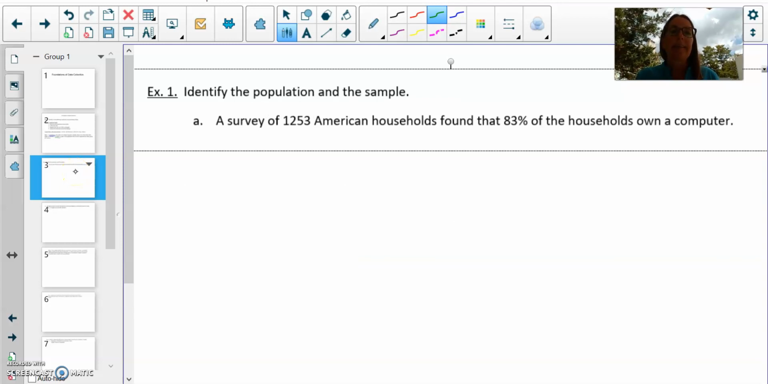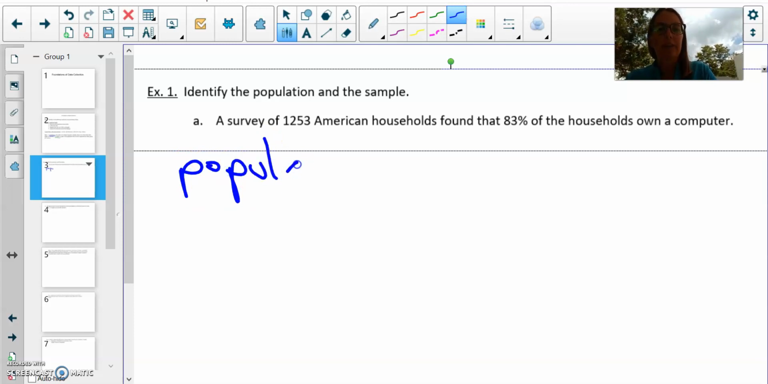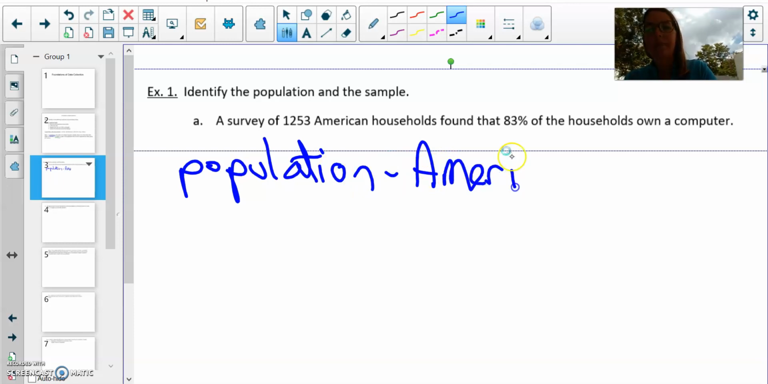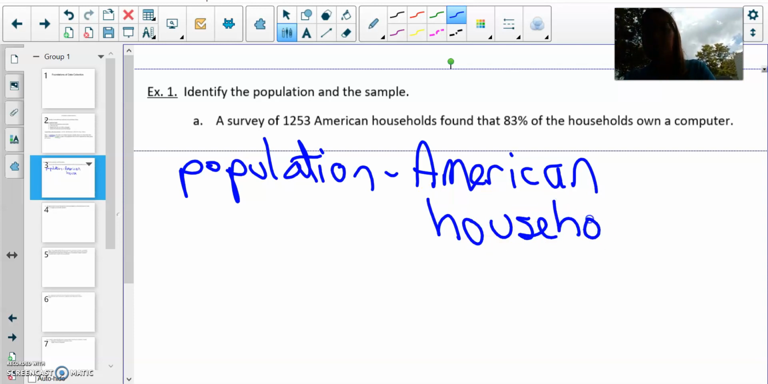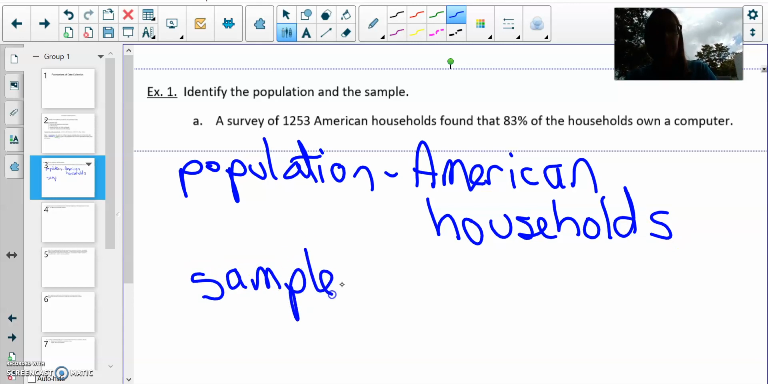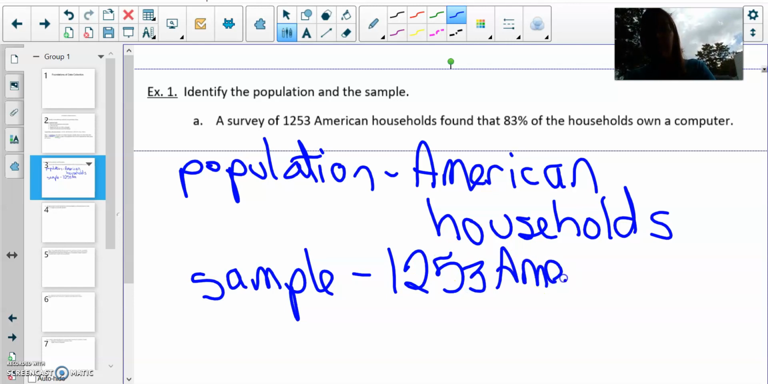So in example 1, identify the population and the sample. A survey of 1,253 American households found that 83% of the households own a computer. So in this situation, the population is American households, and the sample are the 1,253 households that we actually collected data from.